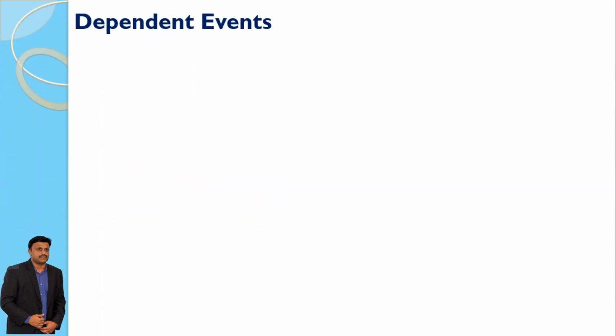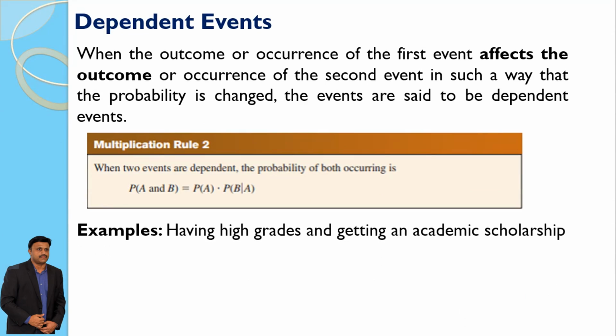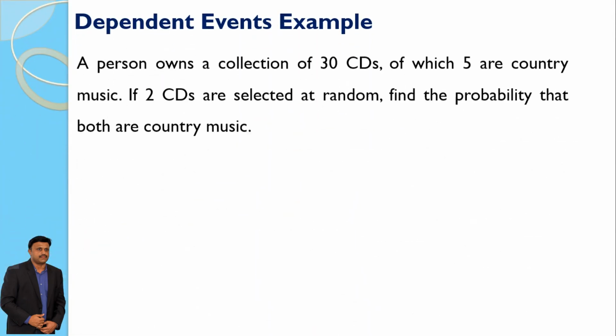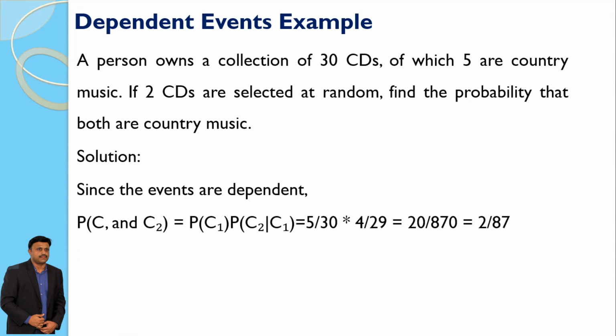When the outcome or occurrence of the first event affects the outcome or occurrence of the second event, the events are said to be dependent. A person owns a collection of 30 CDs, of which 5 are country music. If 2 CDs are selected at random, the probability that both are country music is calculated by considering the dependency between the events.